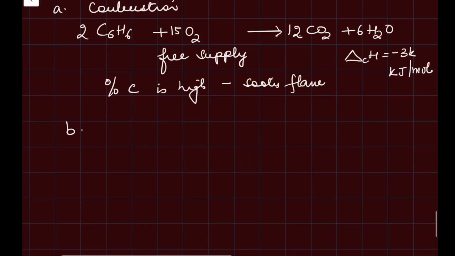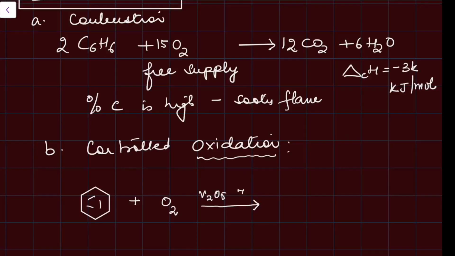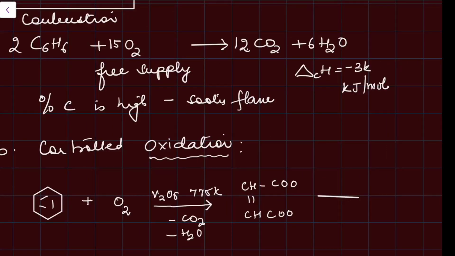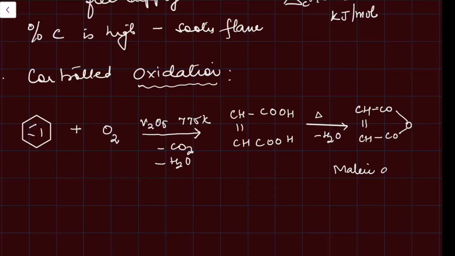Next one, controlled oxidation. For controlled oxidation, the amount of oxygen will be limited. V2O5, vanadium pentoxide, at a very high temperature, say about 775 Kelvin. So what actually happens is carbon dioxide is given out, water is given out, and what we get is, if you remember, maleic acid. When we further heat it, water comes out. When there are two acid groups, what we get is acid anhydride, and then we get maleic anhydride.